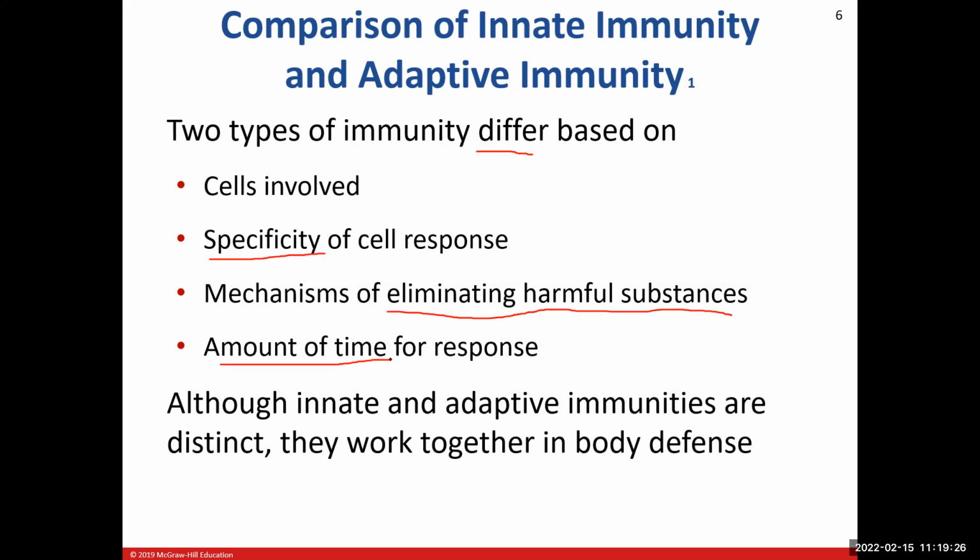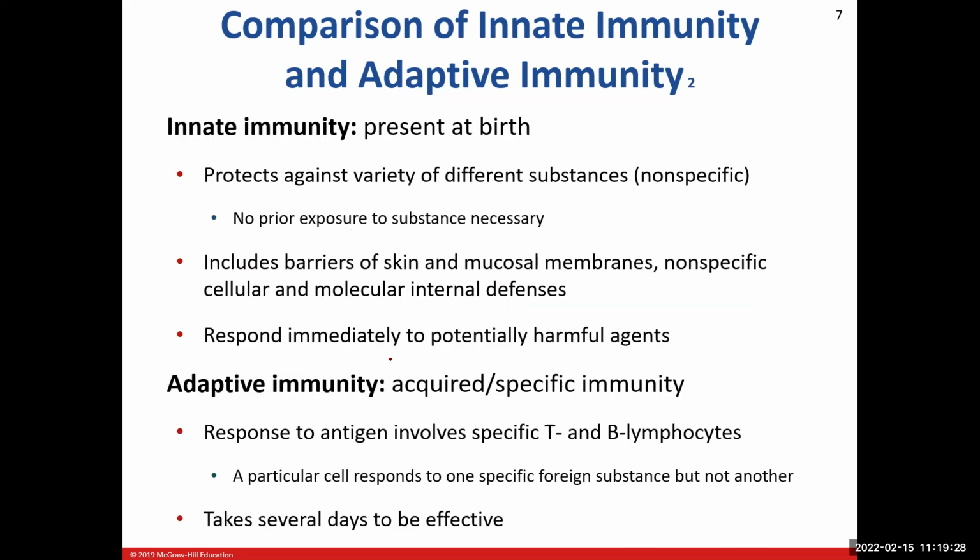So there are going to be some really stark contrasts between innate and adaptive immunities. But keep in mind, their overall function and job is to protect the body from some sort of pathogenic response. So innate immunity, we call it innate because it is present at birth. You are born with innate immunity. Most importantly, innate immunity is non-specific.